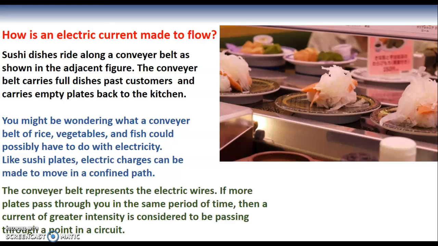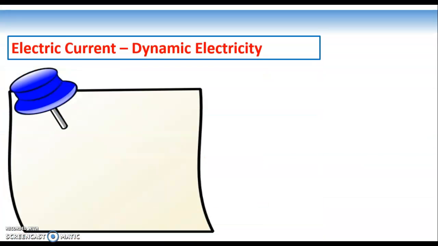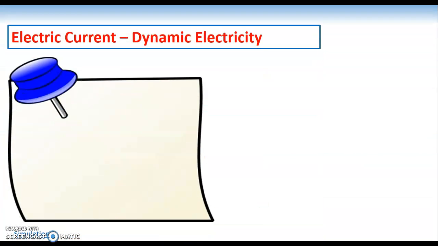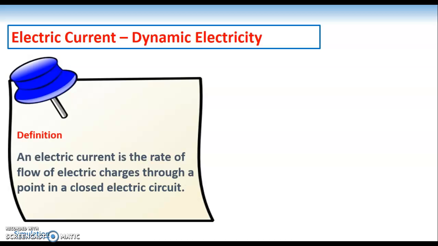The conveyor belt represents the electric wires. If more plates pass through you in the same period of time, then a current of a greater intensity is considered to be passing through a point in a circuit. Electric current, dynamic electricity. As a definition, an electric current is the rate of a flow of electric charges through a point in a closed circuit. By rate of a flow, we mean the number or the quantity of charges per unit time.